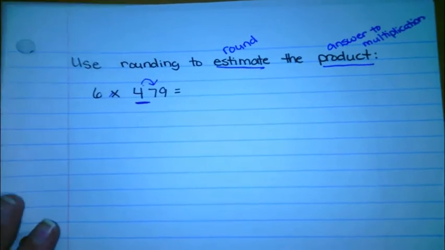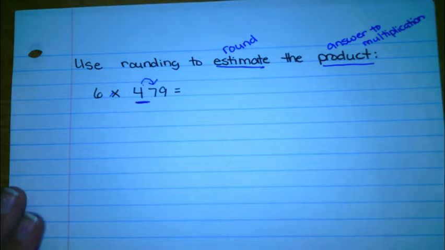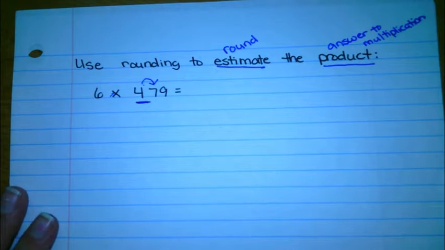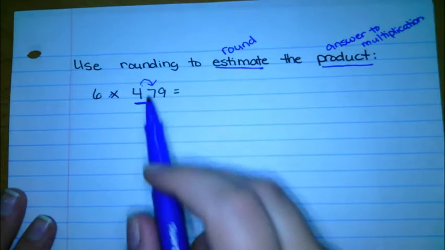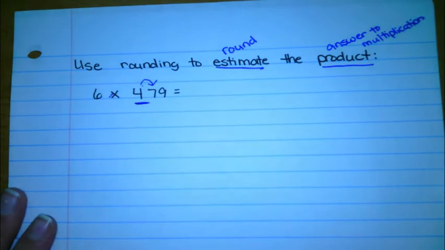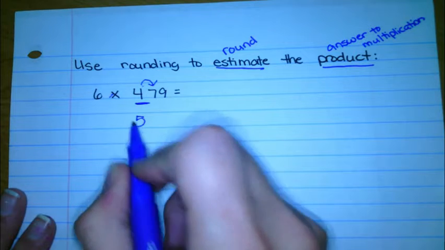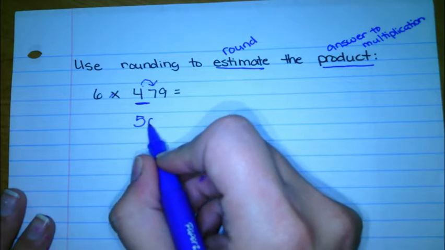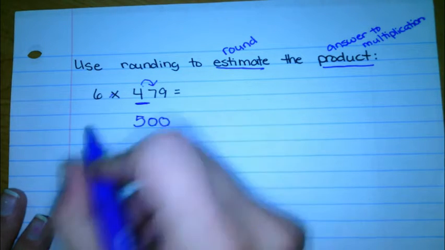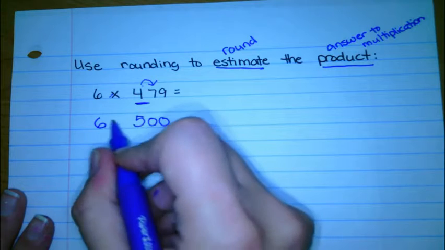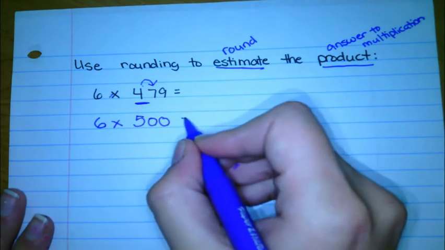The rhyme we've been using to remember our rounding strategies is 4 or less, let it rest. 5 or more, raise the score. Because 7 is bigger than 5, it would tell it to raise or go up. So our 4 would go to the next 100, which is 5. Everything after turns into a 0. So to round, we would do 6 times 500.